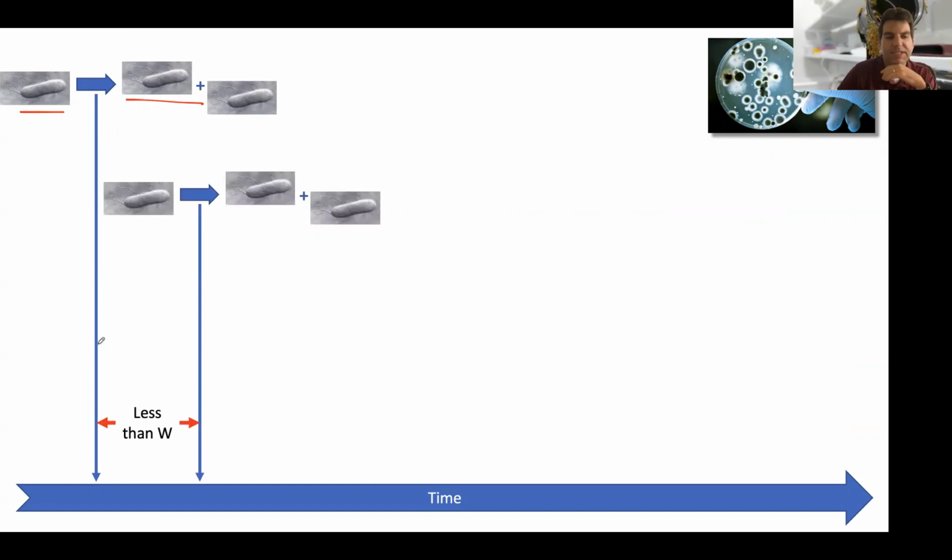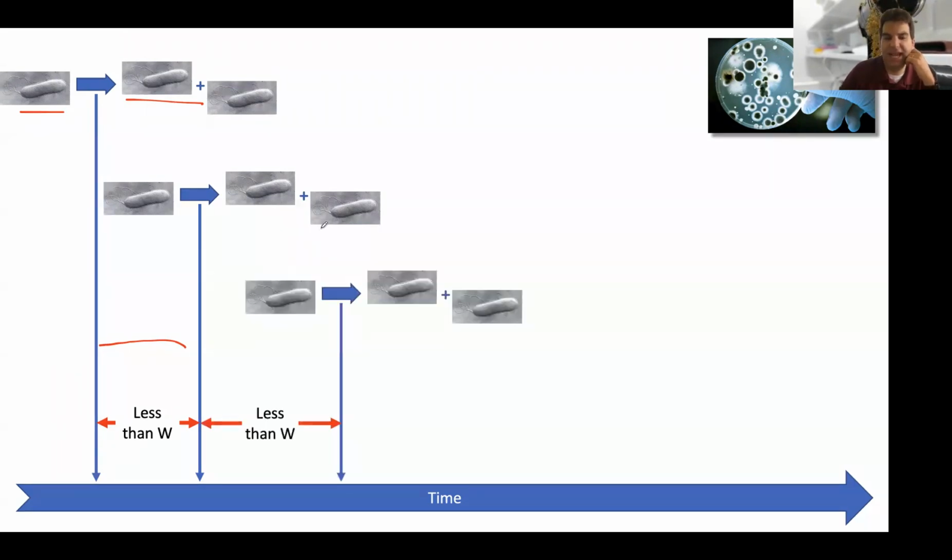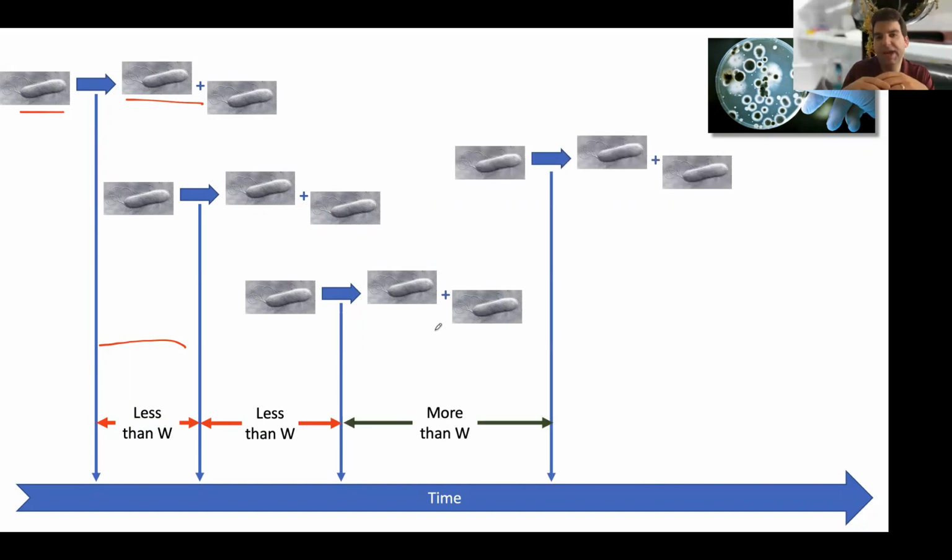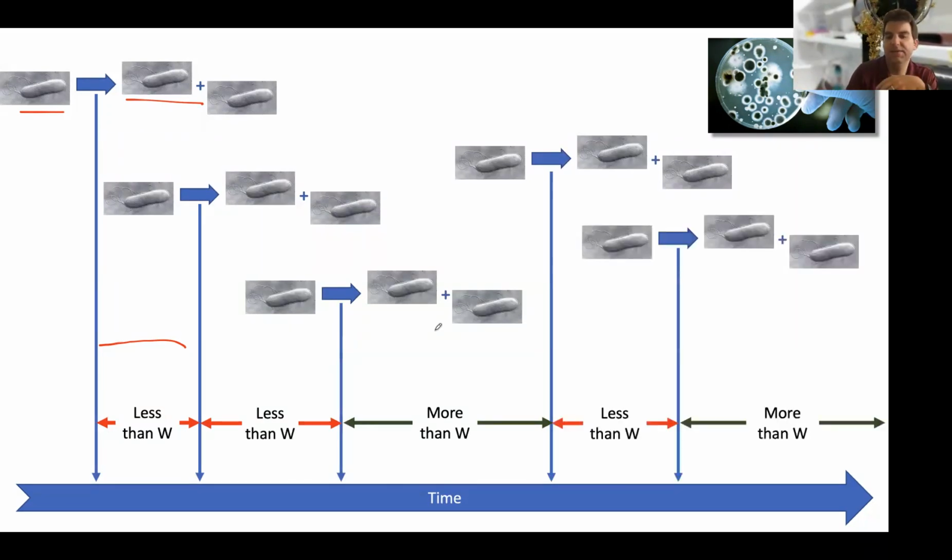And then there's going to be some time that is maybe less than the average waiting time, where one of those bacteria becomes 2 again. And then after something maybe a little less than the average waiting time, again, we get another doubling event. But then we might just happen to wait longer than that average waiting time, and then we'll get another doubling time. And this goes on more and more.